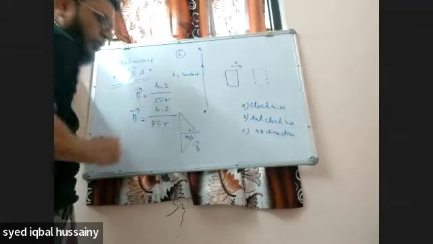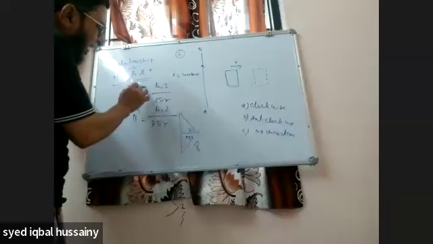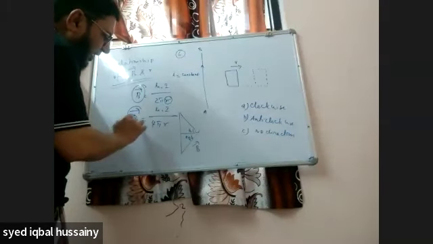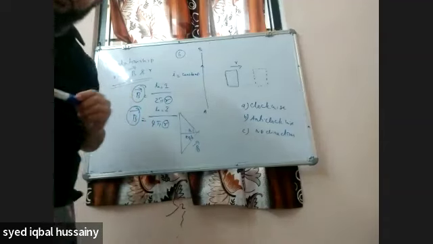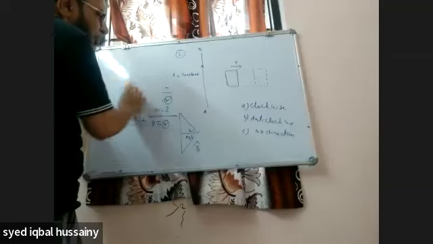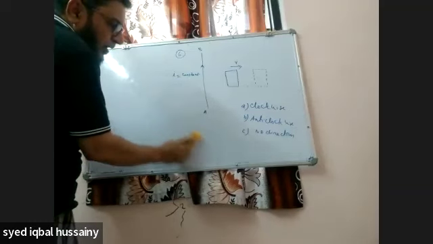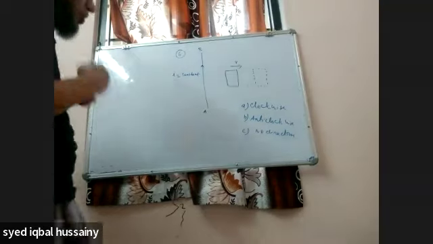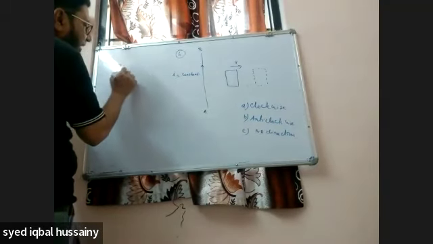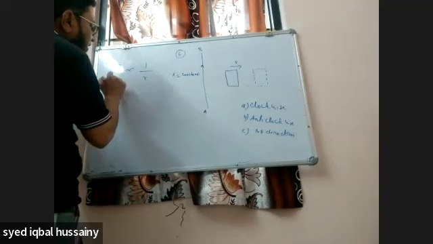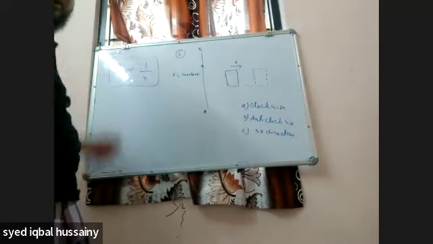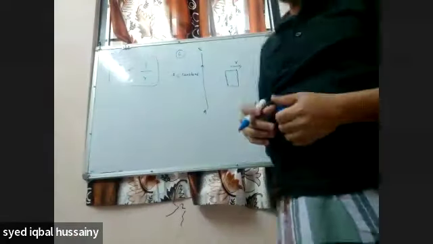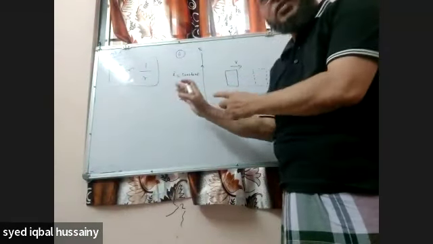In both formulas, look clearly, children: magnetic field and distance. Is it directly proportional or inversely proportional? Inversely. Very good. So it is inversely proportional, this is what I want from you. Magnetic field is inversely proportional to distance. So this is the first concept, note it: magnetic field is inversely proportional to the distance.